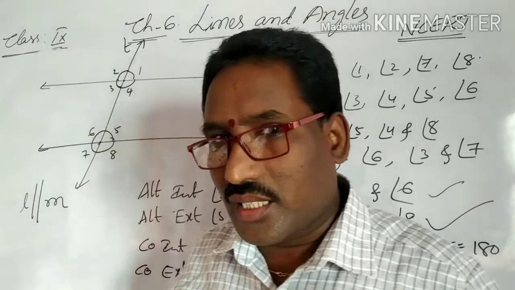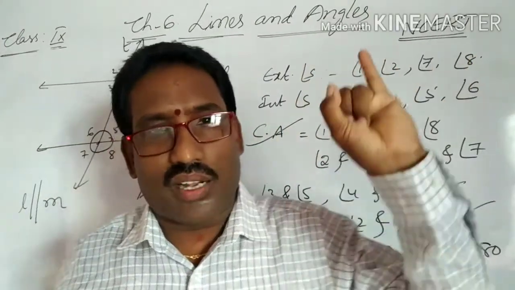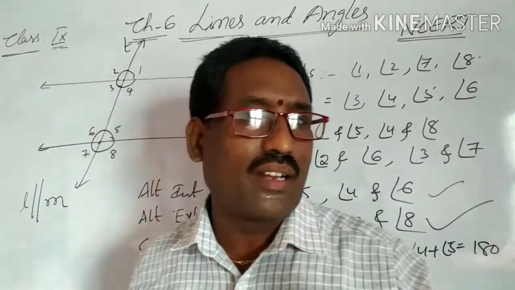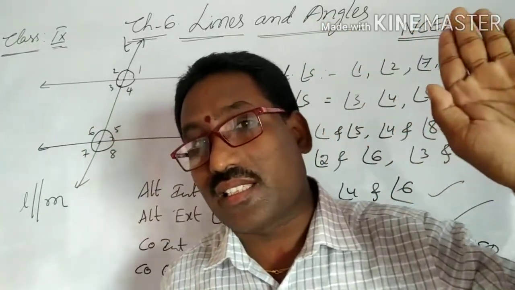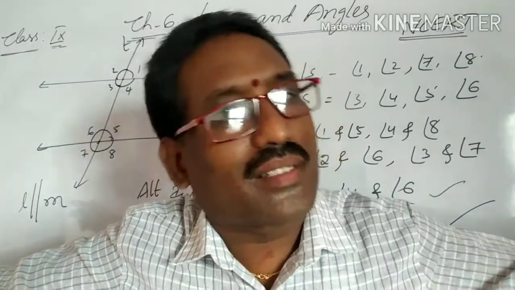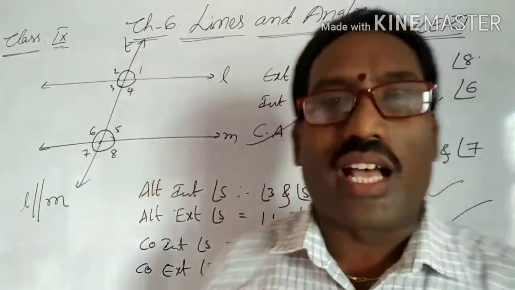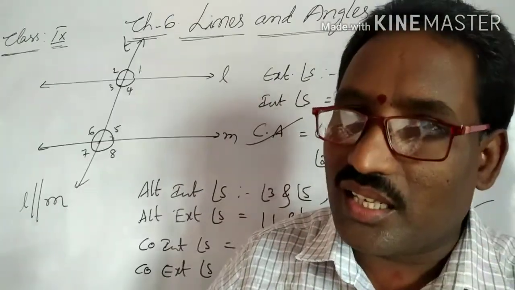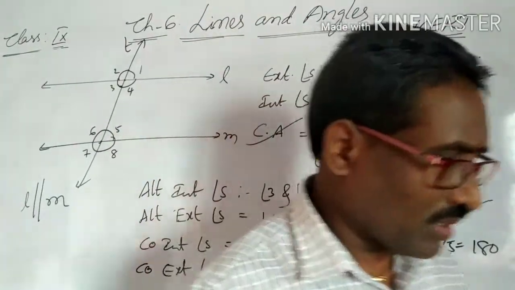Say once again, if two lines are parallel, their corresponding angles are equal, alternate interior angles are equal, alternate exterior angles are equal, and the co-interior angle sum is equal to 180 degrees, the co-exterior angle sum is also 180 degrees. If the two lines are not parallel, whether they are equal or not equal, we cannot say perfectly. My dear students, do you remember all these points?